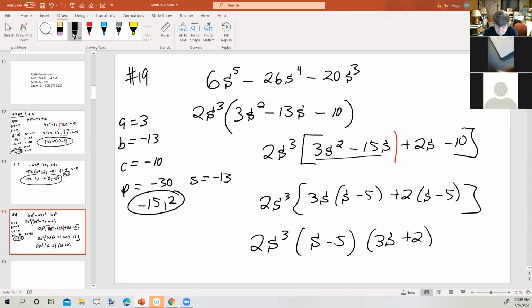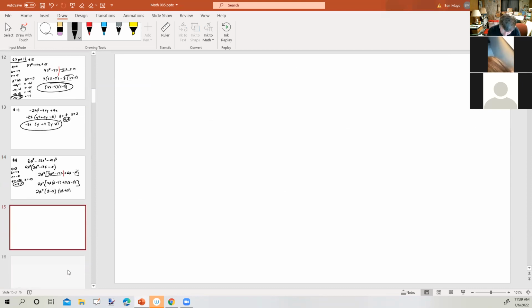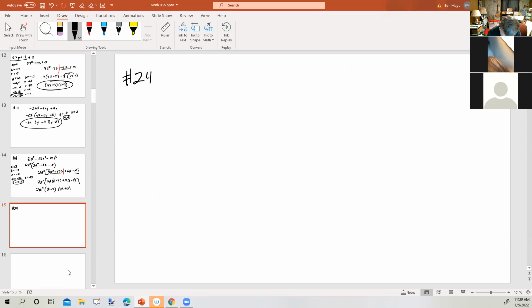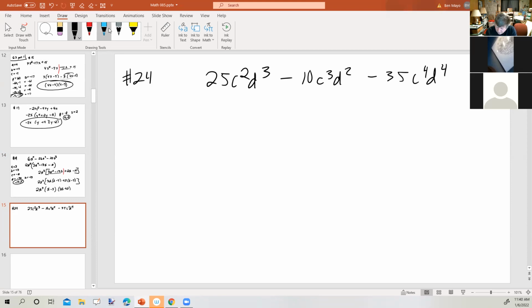I was wondering if we could do number 24. Okay. Do you want to just tell me what it is? Yeah, it is 20. Sorry. It's 25c squared d cubed minus 10c cubed d squared minus 35c to the 4th and d to the 4th. So have I got that copied correctly? Leah? Yes. Okay.